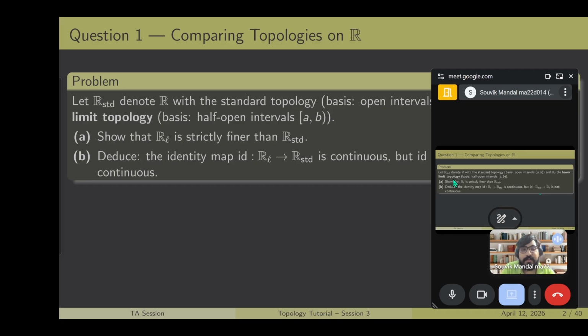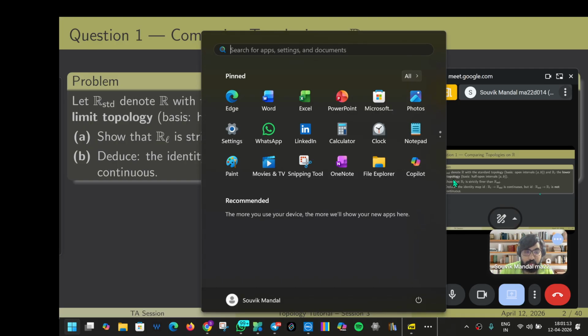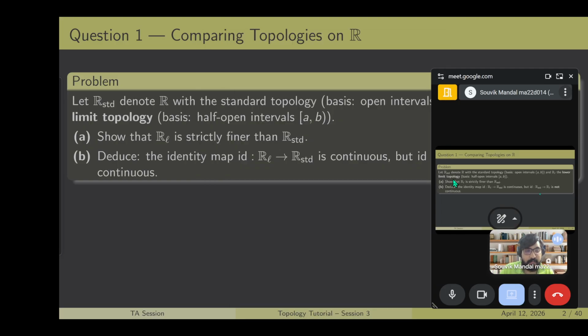So the question, as you can see on the screen, you can read the question and try to solve it yourself. Let's wait for a few minutes and let some students join, or else we can proceed.